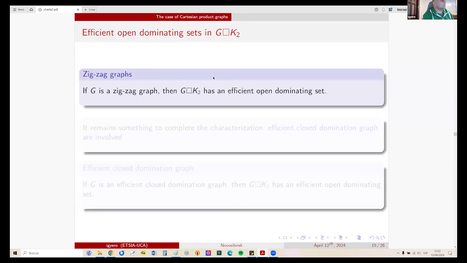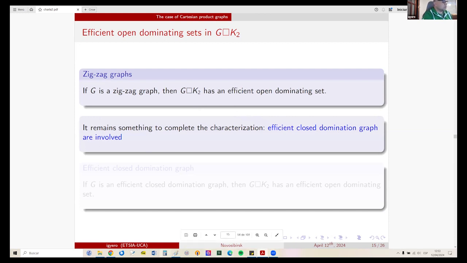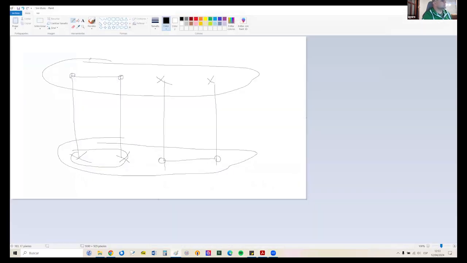Now, this is one thing: if G is a zigzag graph, then G Cartesian K2 has an efficient open dominating set. But it remains to give a complete characterization of all graphs that have this efficient open dominating set in the Cartesian product with K2. And this is related with efficient closed domination in graphs. As I was drawing here, the case in which the edges are vertical, I take one here and one here, and one here, one here, this is related with efficient closed domination.